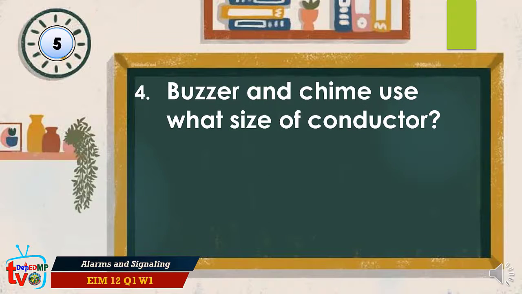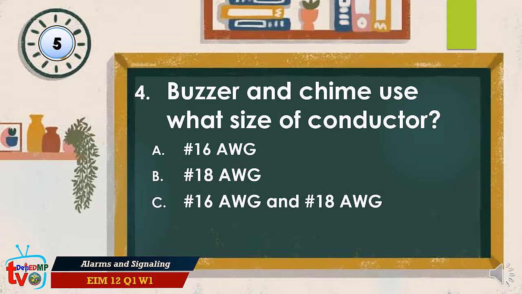Number 4. Buzzer and chime use what size of conductor? Letter A. Number 16 American wire gauge. Letter B. Number 18 American wire gauge. Letter C. Number 16 and number 18 American wire gauge. And letter D. Number 16 and number 20 American wire gauge.